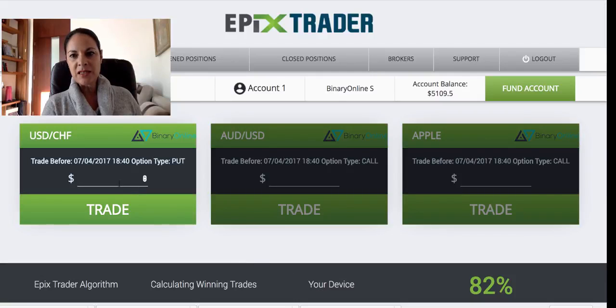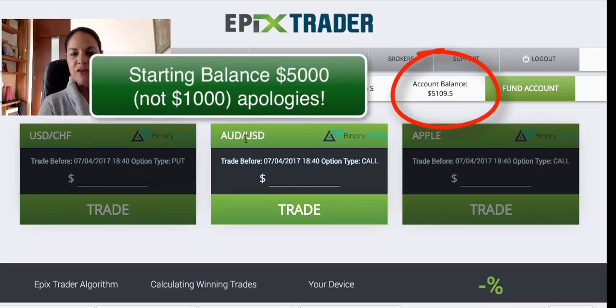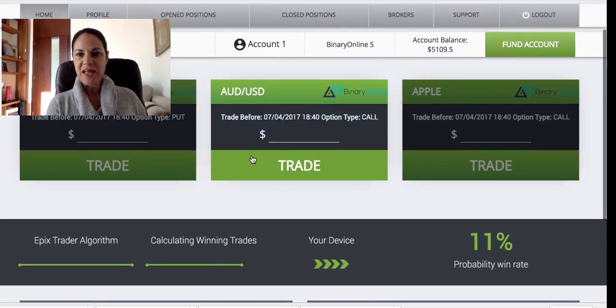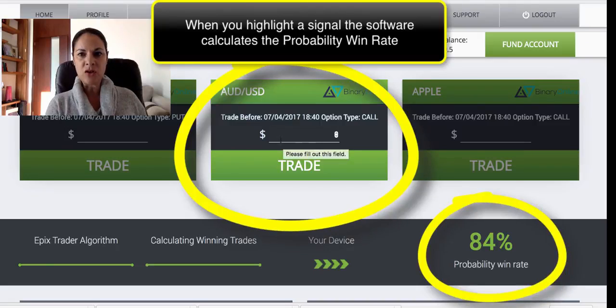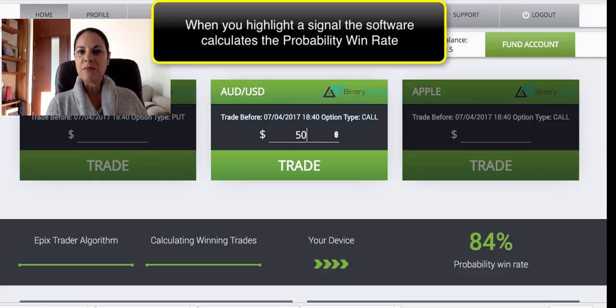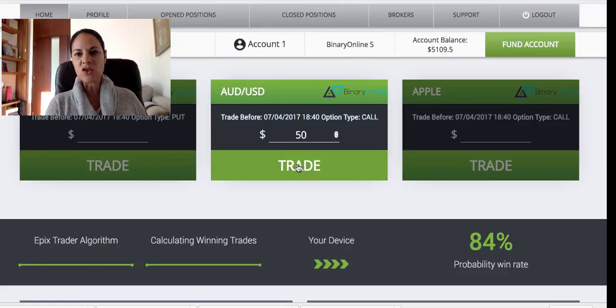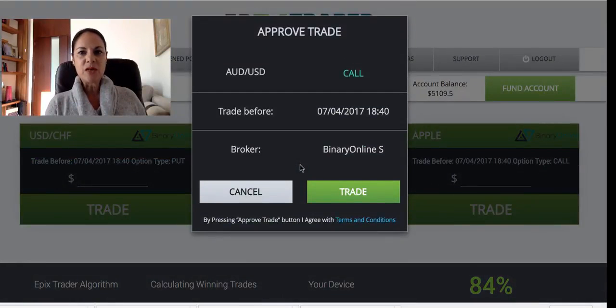I was trading very little with just $25, but given that I had a starting balance of 1,000 and now I am at 5,109, I will be trading at $50. So if you can see, once you touch a signal, you will get the profitability win rate. In this case, it's 84% for the Australian versus the US dollar, and therefore I will be going for my first trade. As you can see, you will get your call trade.